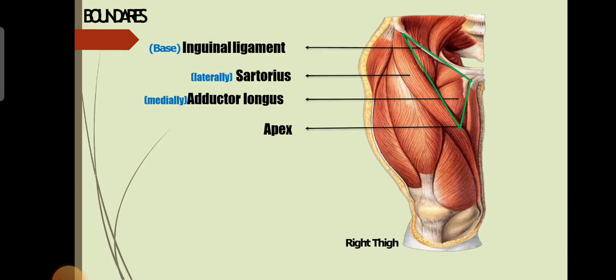So these are the boundaries of a femoral triangle. The base is formed by the inguinal ligament superiorly. Then laterally it is bounded by the sartorius and medially it is bounded by the adductor longus. The apex is directed below and it is formed by the meeting point of lateral and medial borders.